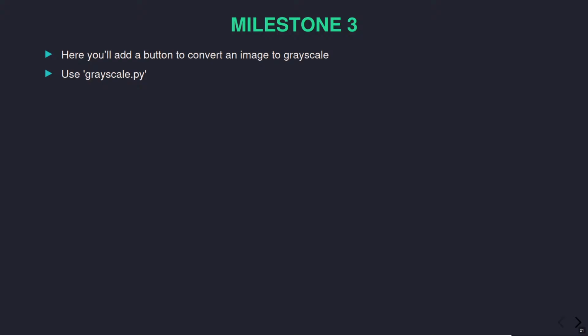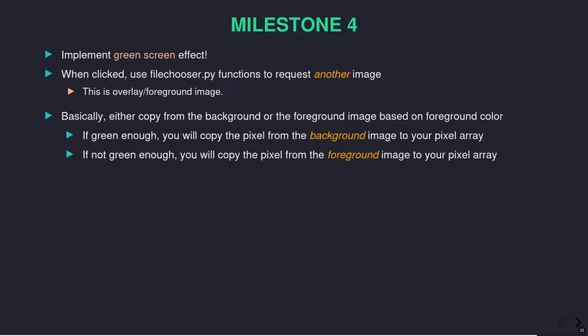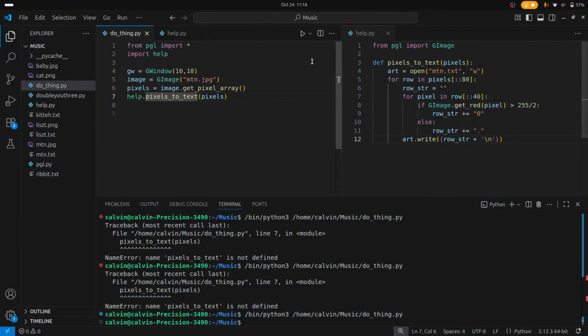Okay. Milestone 3, you're going to convert an image to grayscale. This one's not that bad. You basically take out the colors, apply a function to the colors, and then put that one brightness in all of the colors. Milestone 4 is a green screen effect. Green screen effect is what we did with the mountain and the cat, where we detect where the background is and where the foreground is.